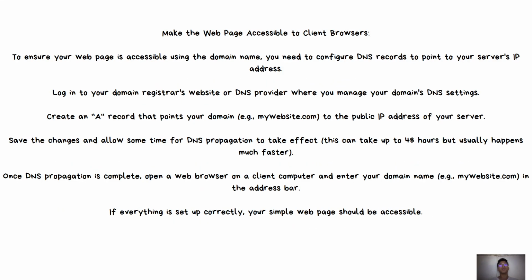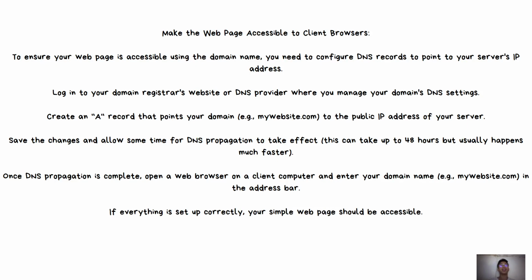Next one is make the web page accessible to client browsers. To ensure your web page is accessible using the domain name, you need to configure DNS records to point to your server's IP address, and then log in to your domain registrar's website or DNS provider where you manage your domain's DNS settings. And then next is create an A record that points your domain, for example mywebsite.com, to the public IP address of your server.